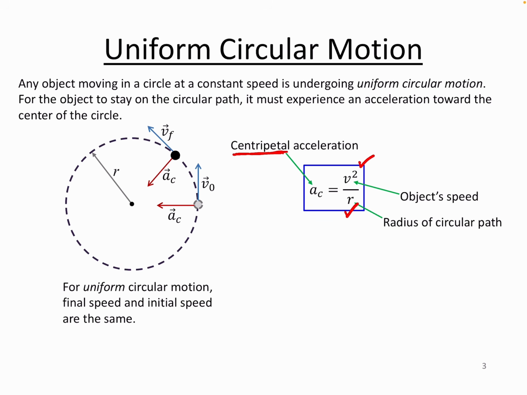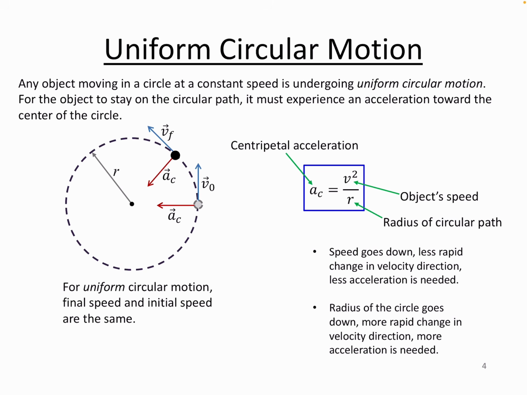Okay. So to examine whether that makes sense to us, let's consider a couple of situations, right? Well, as speed goes down, then there's a less rapid change in velocity direction, and so we shouldn't need quite as much acceleration. I think that tracks. And if the radius of the circle goes down, right, so we're going around a tighter circle, then we have a more rapid change in velocity direction, and we would expect there to be more acceleration needed.